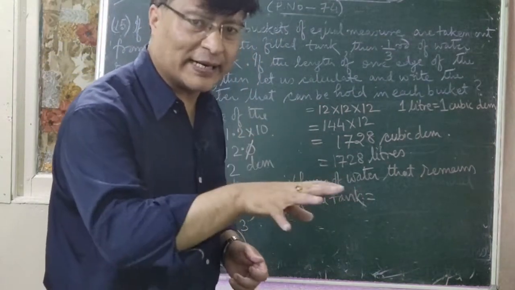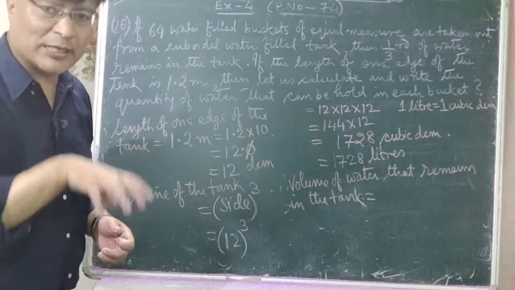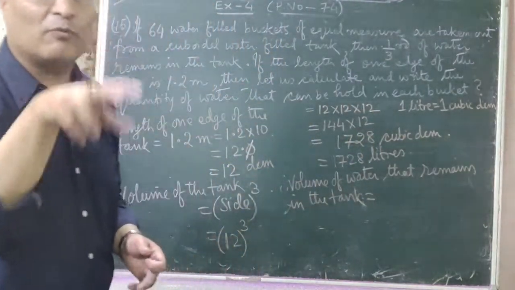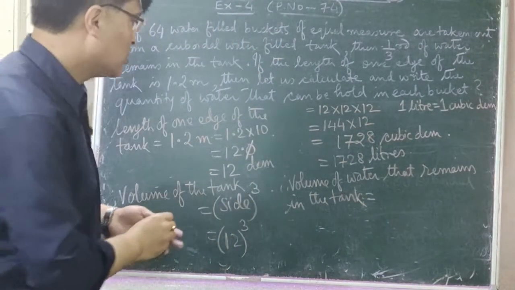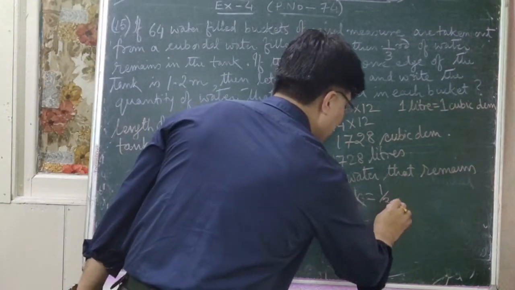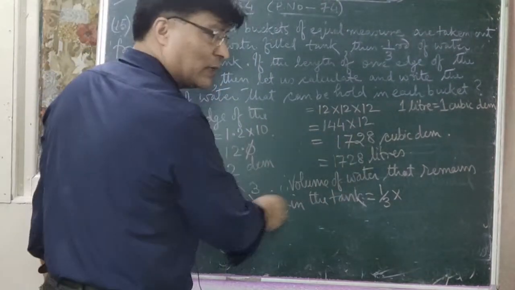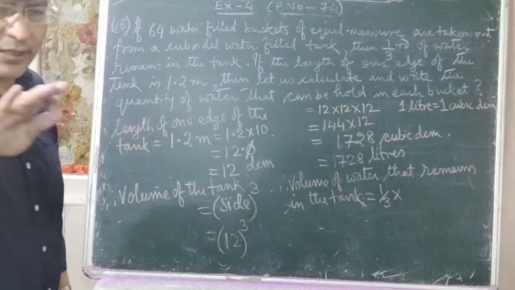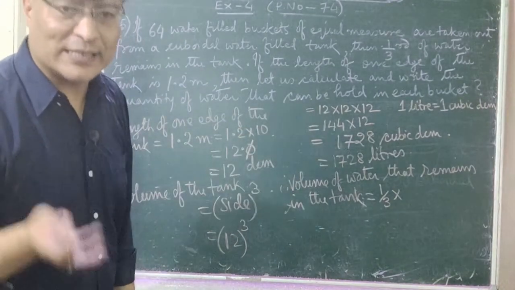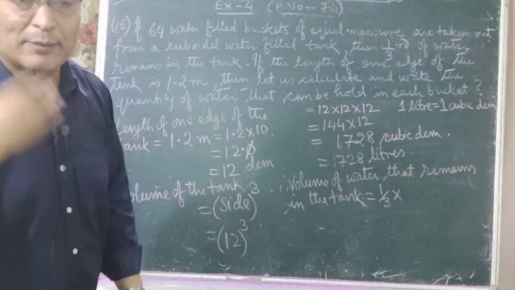64 वटा buckets filled with water have been taken out. त निकालेपछि त्यो ट्याङ्कीमा अझै कति पानी रह्यो? 1/3 of volume of water चाहिँ फेरि ट्याङ्कीमा रह्यो. So volume of water that remains in the tank is equal to 1/3 into, what is the volume of the tank? Volume of the tank कति छ? यही हो volume of water, किनभने that tank is filled with water. भनेपछि volume of water पनि कति भयो? 1728 liters. तो 1728 को 1/3 भाग चाहिँ केमा रह्यो?